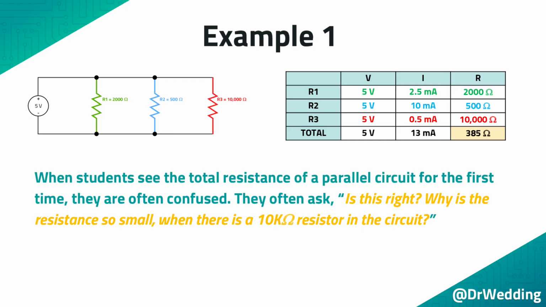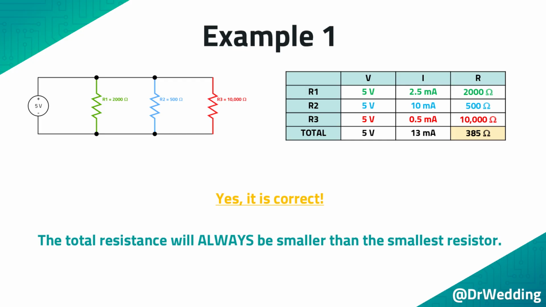When students see the total resistance of a parallel circuit for the first time, they are often confused. They often ask, "Is this right? Why is the resistance so small when there is a 10 kilo ohm resistor in the circuit?" Yes, it is correct. The total resistance will always be smaller than the smallest resistor.